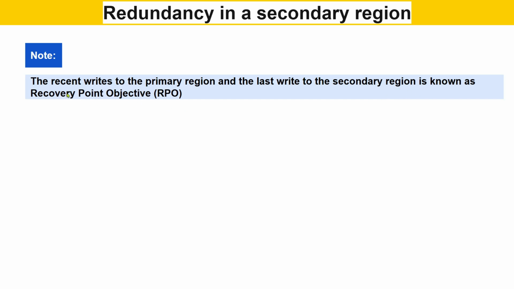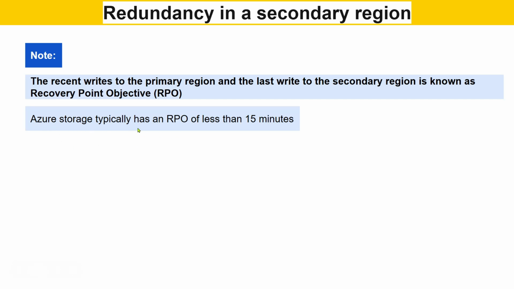Now this is known as recovery point objective, RPO. What is RPO? Azure Storage typically has an RPO of less than 15 minutes. So I know the last recovery point objective. In the second region, it has the backup of 10 o'clock, for example, while the primary is ahead. You getting it? Azure Storage typically has an RPO of less than 15 minutes. That means within 15 minutes, your data is put back to the secondary region.